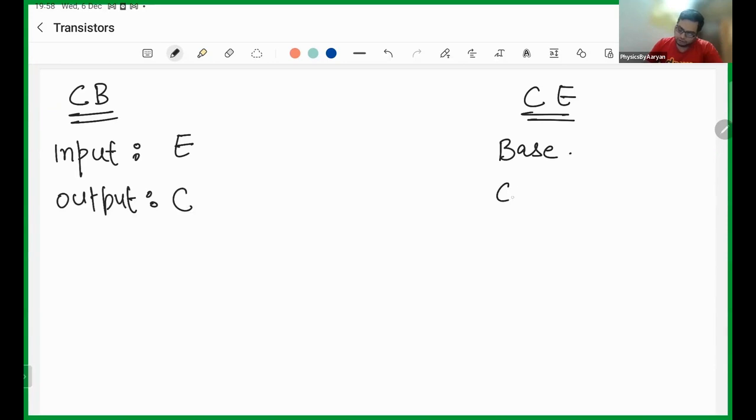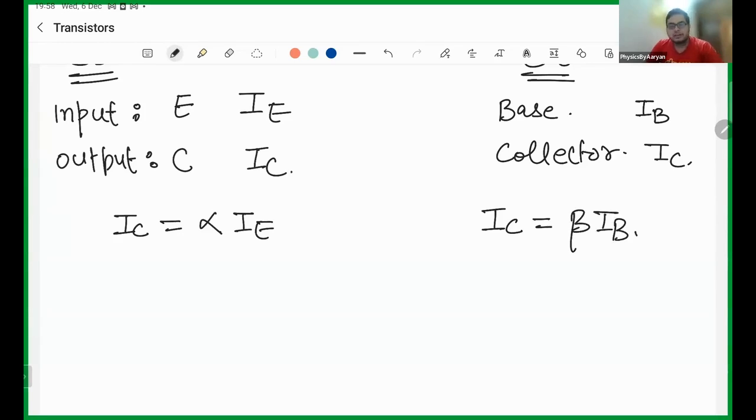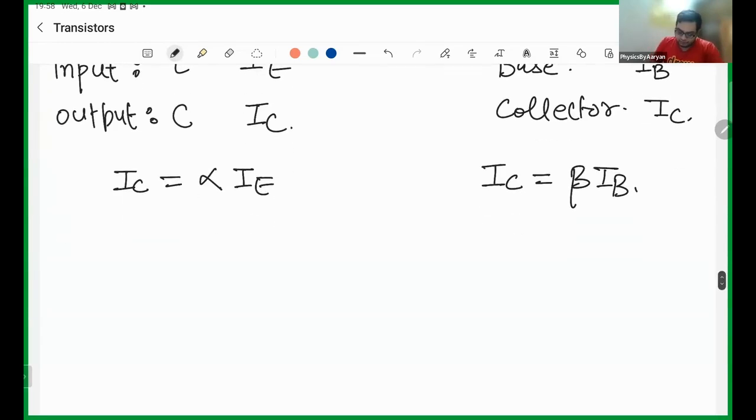And in this, our output is also collector. So input current is IE, output current is IC. In the other configuration, input current is IB, output current is IC. So what will be the formula for IC in this? Alpha times IB. And what will be the formula of IC in this? Beta times IB. And what will be the emitter current?